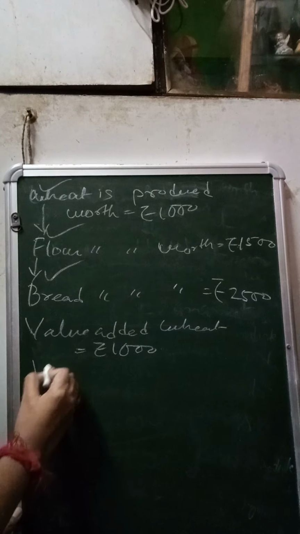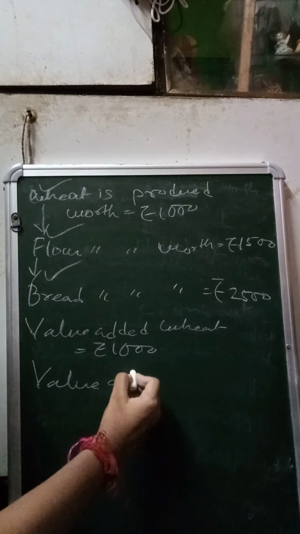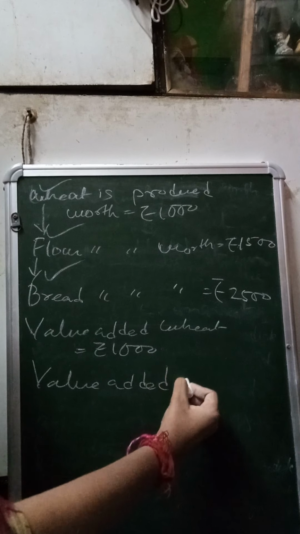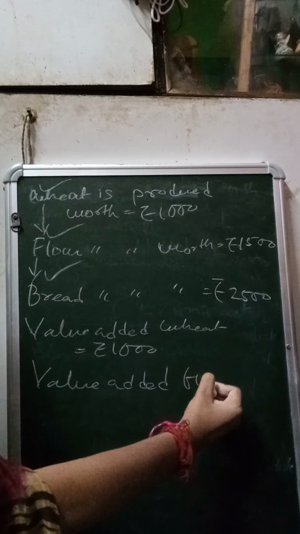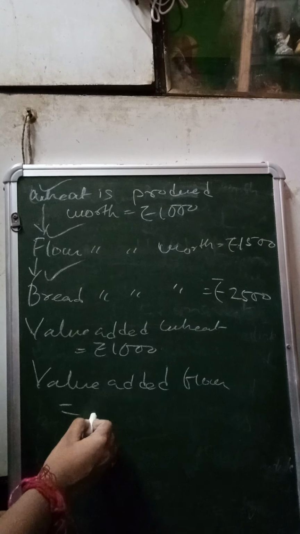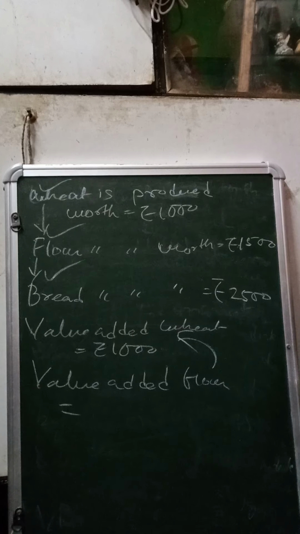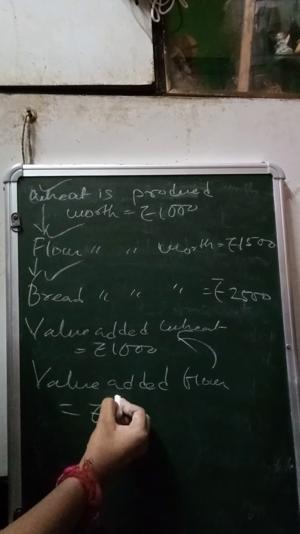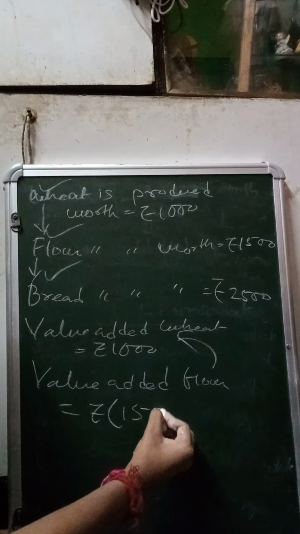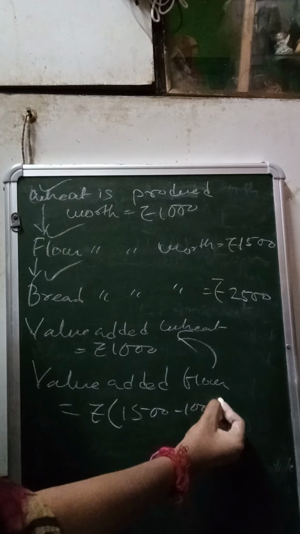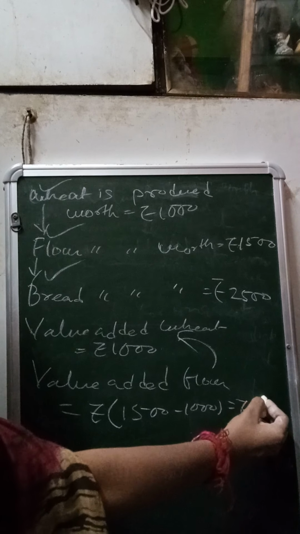Now value added for flour, how much? For flour, wheat is the intermediate good. And what was the formula? Value of the final output minus value of the intermediate output. The final output here is the flour, and the intermediate output used for making flour is wheat. So this will be 1500 minus 1000, which is rupees 500.